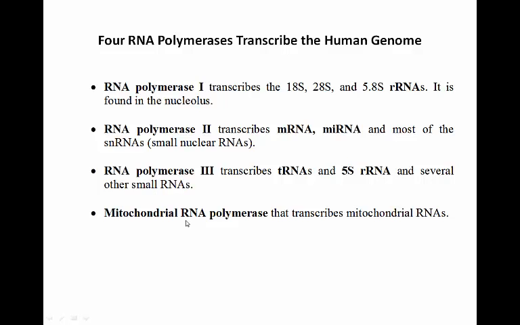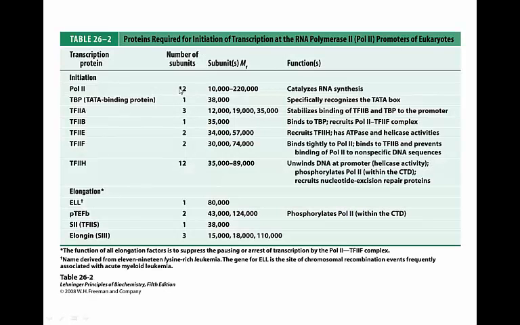And then mitochondrial RNA polymerase transcribes mitochondrial RNAs. So here's our 4 RNA polymerases. 1 through 3 work in the nucleus. The 4th one is found in mitochondria. Now we're going to talk about RNA polymerase 2, which is the polymerase that makes our messenger RNAs.